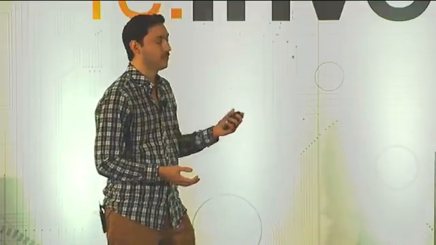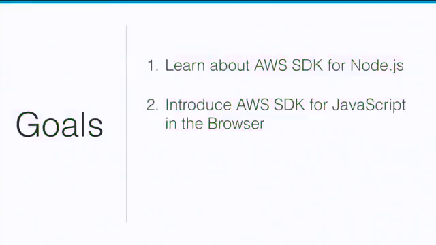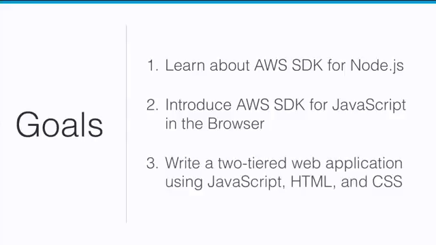So enough talking about them. Let's actually see what they're like. I have a couple goals in this talk. The first one is to introduce the AWS SDK for Node.js. After we learn about the fundamentals of how the SDK works, I'll talk about the SDK for JavaScript in the browser and some of the differences between the two. And finally, we'll see how you can actually write a two-tiered web application using nothing but JavaScript, HTML, and CSS with the new SDK.